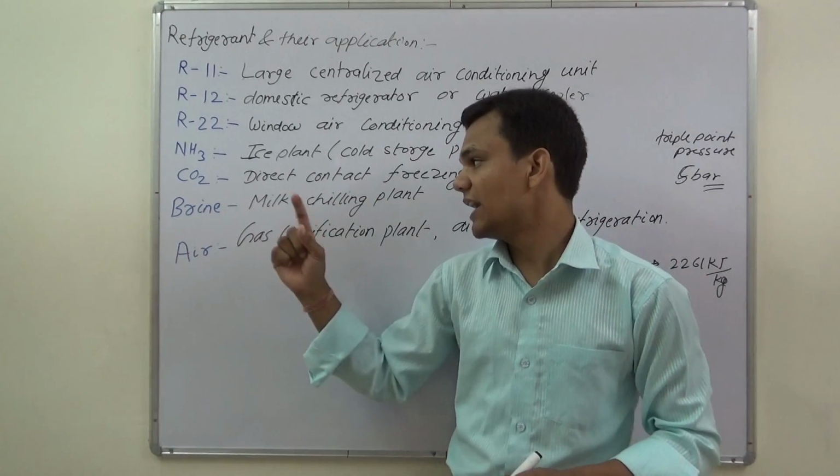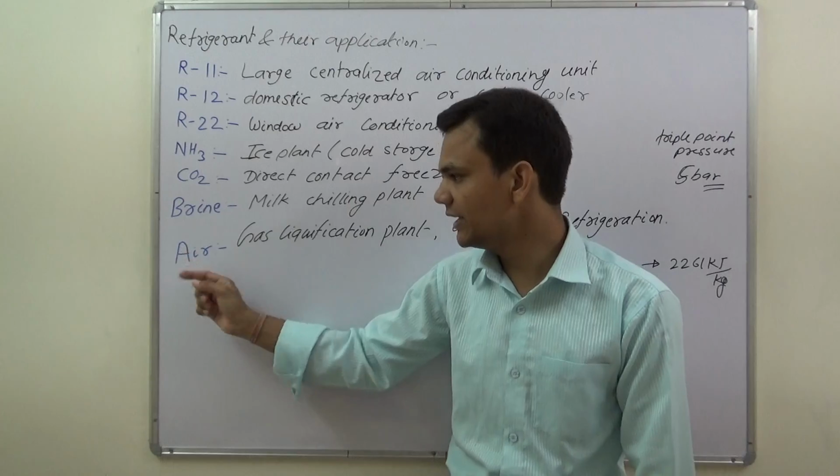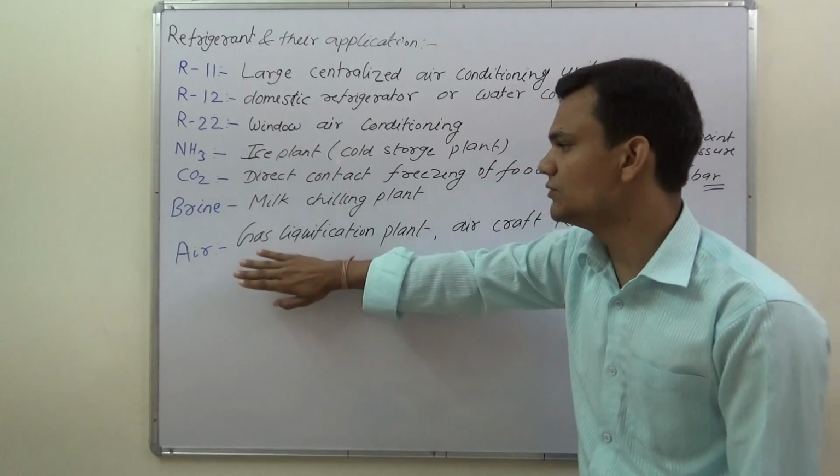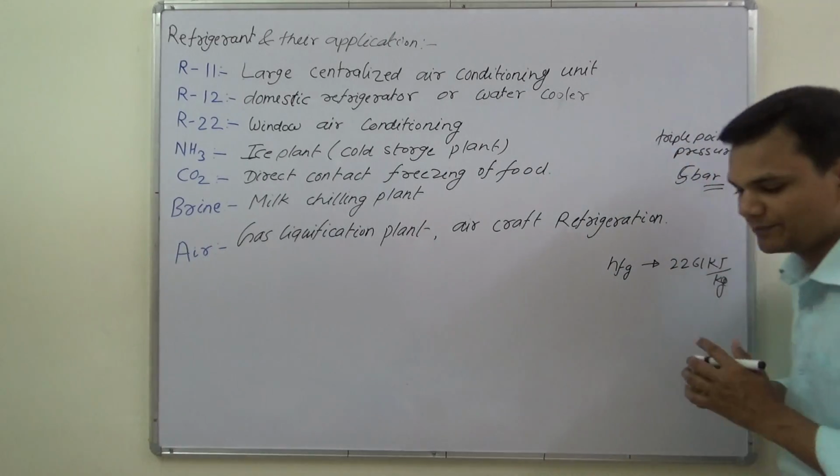Next one is brine. We use brine in milk chilling plants, and the last one is air. Air we use in gas liquefaction plants, and the second use is aircraft refrigeration.